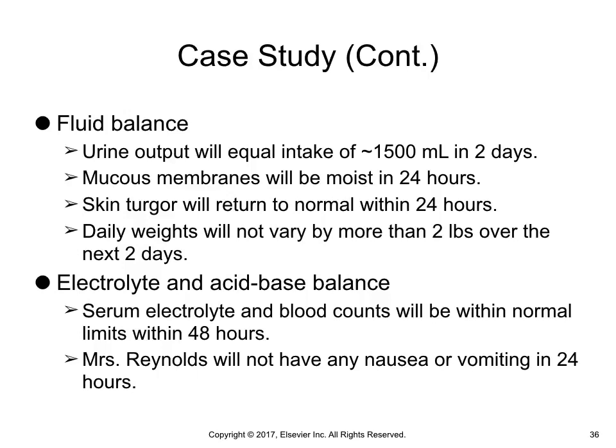Case study continued. Some appropriate expected outcomes include: urine output will equal intake of approximately 1,500 milliliters in 2 days, mucous membranes will be moist in 24 hours, skin turgor will return to normal within 24 hours. Daily weights will not vary by more than 2 pounds over the next 2 days. Serum electrolyte and blood counts will be within normal limits within 48 hours, and Mrs. Reynolds will not have any nausea or vomiting in 24 hours. What interventions can you anticipate?